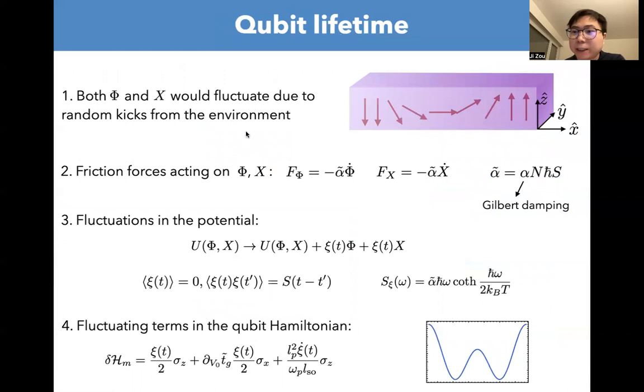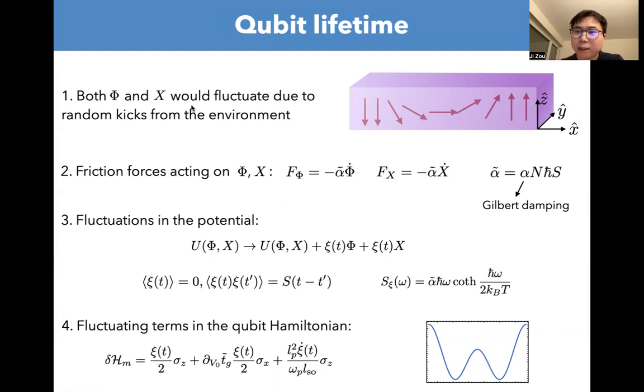Okay, so let's talk about qubit lifetime. There are a lot of quasi-particles around, for example photons, and electrons if the system is conducting. Due to these environmental degrees of freedom, the azimuthal angle phi and the position x would fluctuate, right? Due to this fluctuation, we would get a decoherence of this qubit.